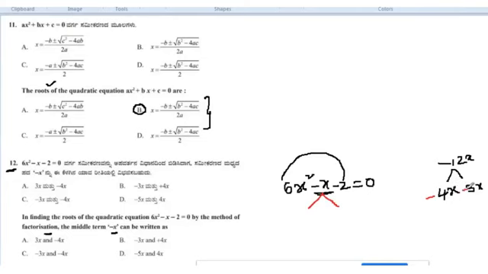So we are going to split the middle term using the factorization method. Minus 4x plus 3x gives you negative x. So 6x square minus 4x plus 3x minus 2 is the split of the middle term. The correct option for this question is minus 4x and plus 3x, or plus 3x minus 4x. The correct option for this question is A.